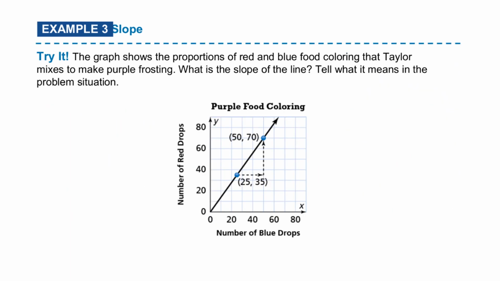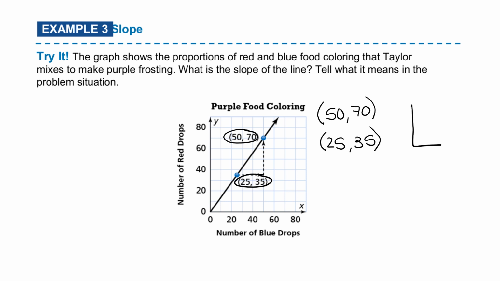Next example, we're going to use the points that are given on the graph. We have the point 50 and 70. We also have the point 25 and 35. We're going to set it up in our modified table. Our first point, 50 and 70. Our second point, 25 and 35. Finding our pattern, 50 to 25 is a pattern of minus 25. Going from 70 to 35 is going down 35.